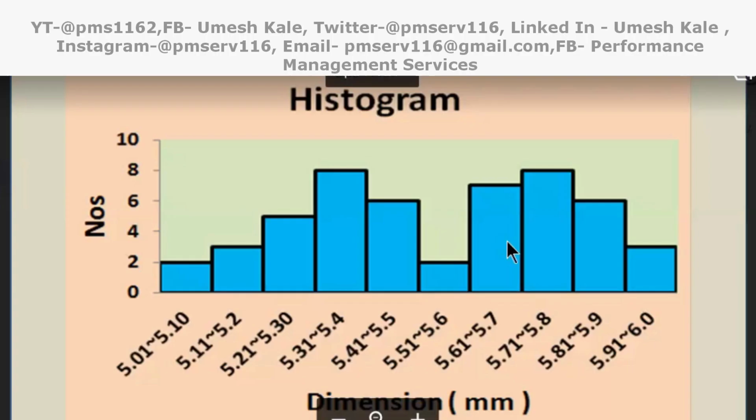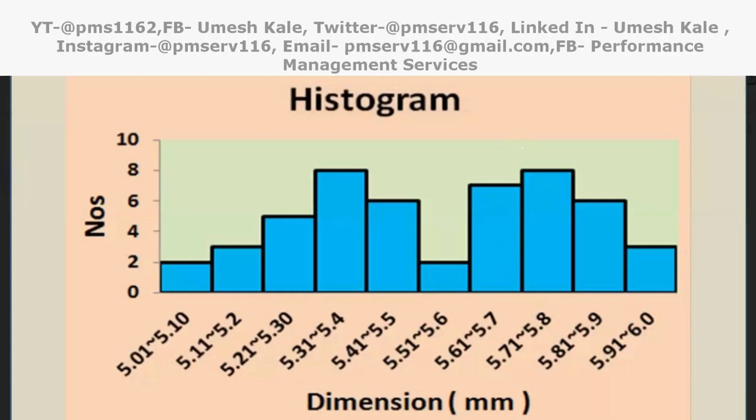Then we can present this data in the form of a histogram. On the x-axis we have taken the scale of our class intervals: 5.01 to 5.1 is the first class interval, 5.11 to 5.2 the second, and 5.21 to 5.3 the third. On the y-axis we have plotted the numbers, how many observations there are against each interval. For 5.01 to 5.1, as we saw in the last slide, there are 2 observations. For 5.11 to 5.2, there are 3 observations.